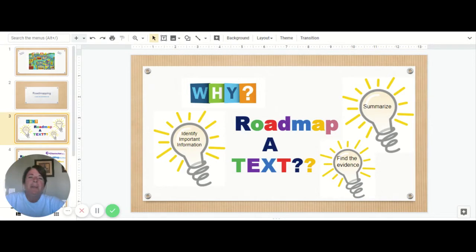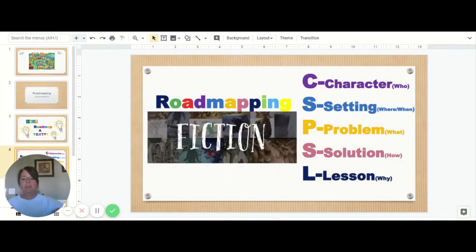Well, we road map it to identify important information and find the important stuff. We roadmap it to find the evidence so that we can prove our answer. Remember, you've got to prove it, prove it. And also to summarize, so that we can retell what we just read. So today we're going to talk about, as I said, road mapping fiction and nonfiction text. We're going to start with road mapping fiction text.